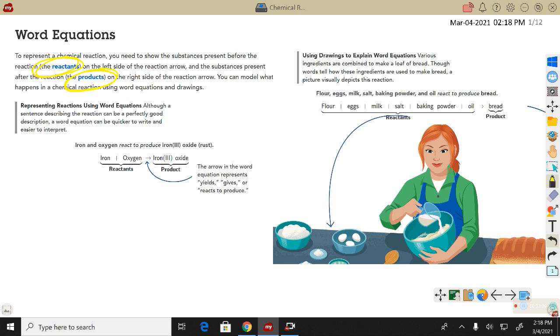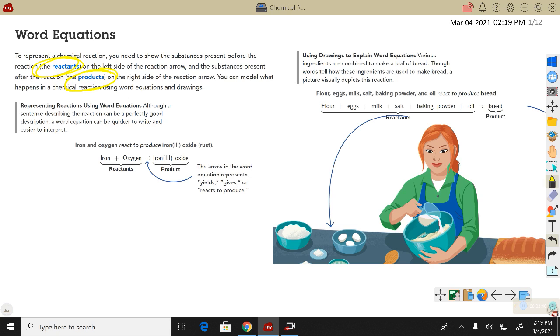Now here they're just showing us that there are different ways that we can represent a chemical reaction, the reactants and the products. Sometimes we write it as a word equation. So you might have a description of the reaction: iron and oxygen react to produce iron 3 oxide. Then we might write that as words. So my reactants are the iron plus the oxygen. They're forming my product, my iron 3 oxide. And that arrow shows me the conversion from the reactants to the final products.